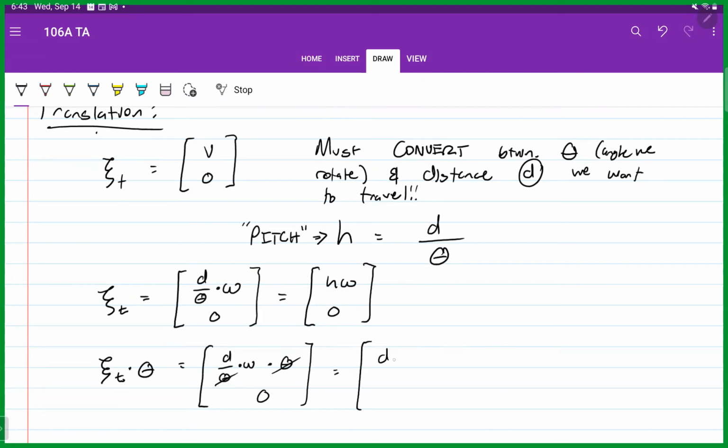And it's going to give us a translation of d along the direction that we want, which is omega, okay? So what this pitch does is it converts the amount of rotation that's occurring about that axis to the amount that we want to translate along that axis, all right? And you can sort of see this in this screw example.